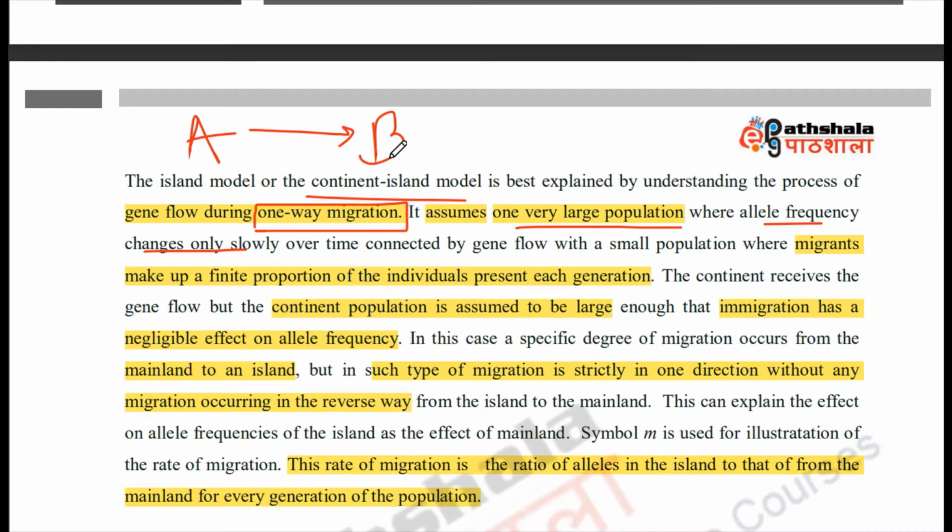So for every generation they have a very selected amount of migrants who are coming from A. This is being kept on for generations. That's very much finite, fixed for generations. So that much amount of gene is being flown from A to B. So that assumption is being made in this model, that a fixed amount of migrant or fixed amount of gene is flowing from A to B, and this population B is very large.